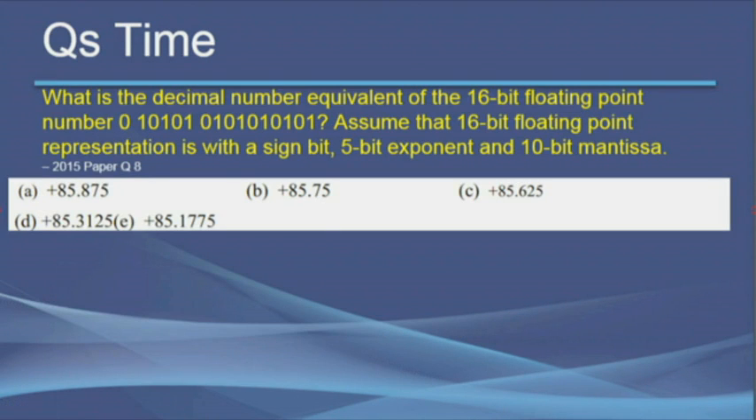Okay, let's consider the reverse process, which means when you are given the binary value, or the floating point representation, how you are going to convert it back to decimals.